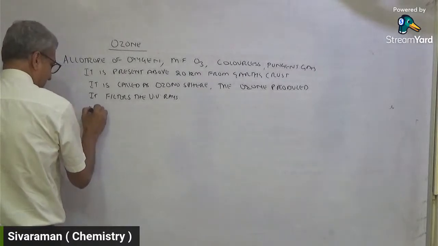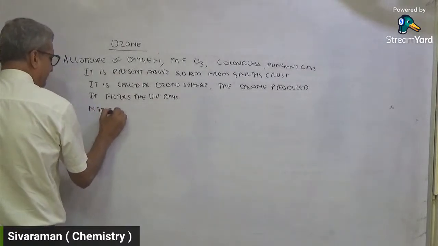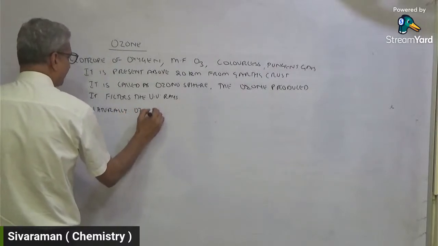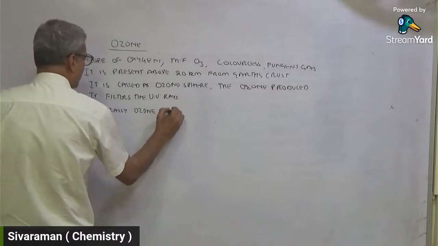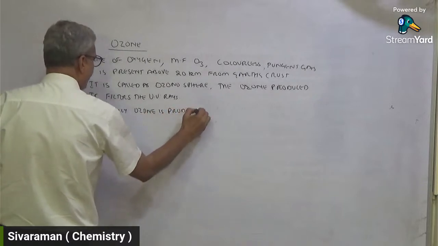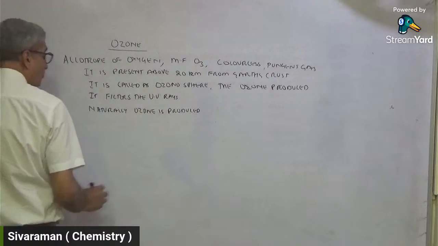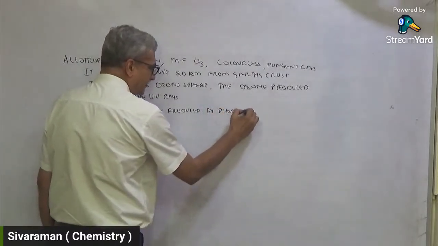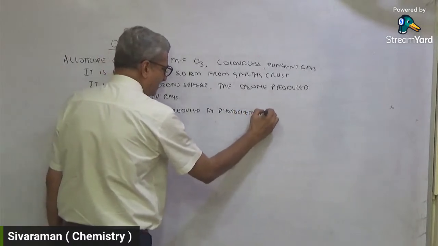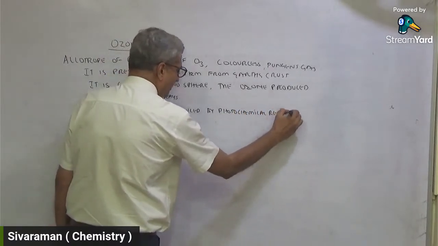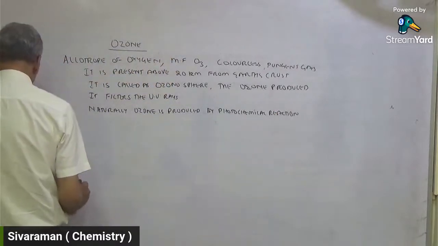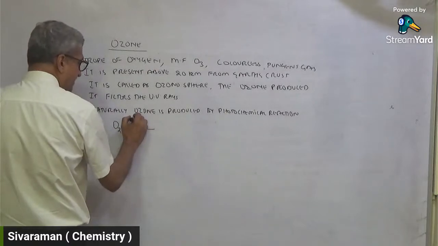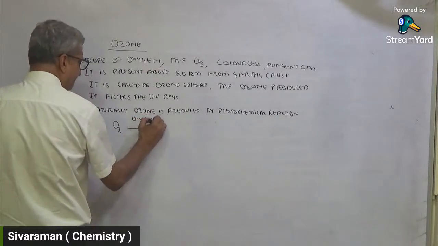Is this clear? So as I was telling, now, how is ozone produced in nature? Naturally, ozone is produced by photochemical reaction. What happens? Is it clear? See, you have oxygen. Oxygen reacts with UV light.